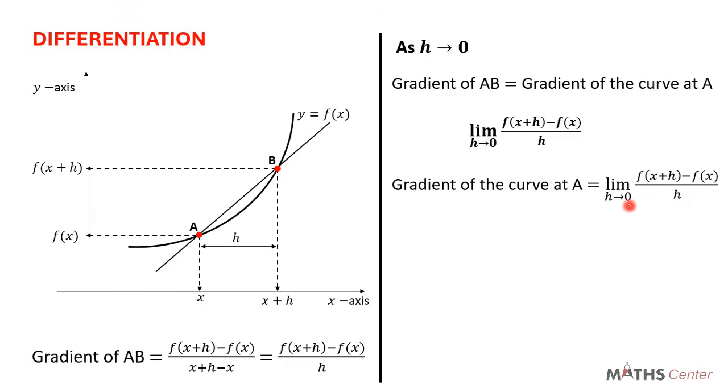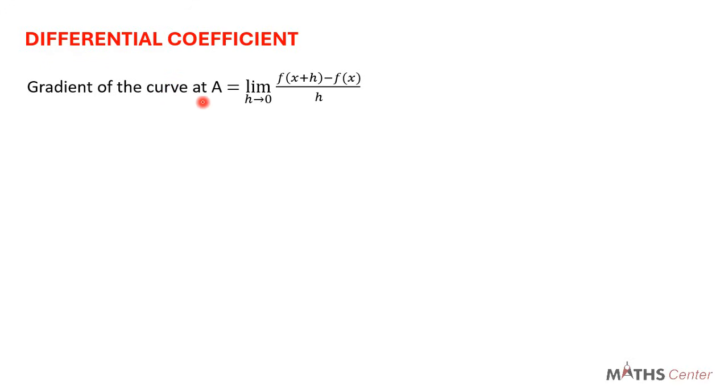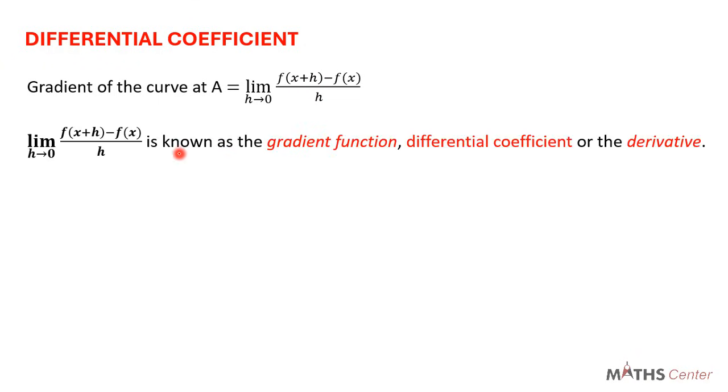Let's talk more about it. The gradient of the curve at A is equal to the limit as h approaches 0 of the function f of x plus h minus f of x divided by h. This is known as the gradient function. That is, the limit as h approaches 0 of f of x plus h minus f of x divided by h is known as the gradient function, the differential coefficient, or simply the derivative.